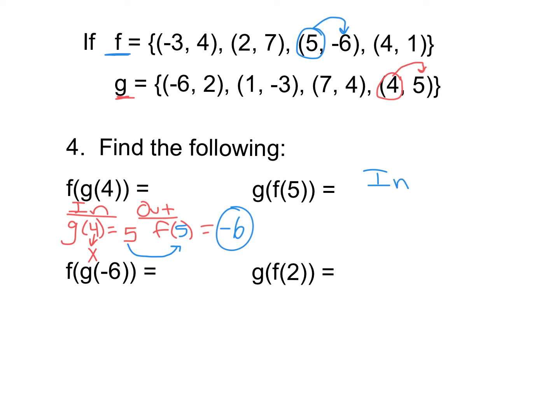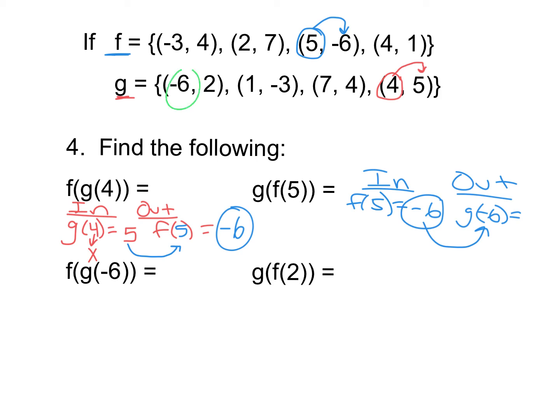So I'm still going to write in and out. Inside, outside. Inside is f of 5. Outside is g of something. So we go to the f. Start on our inside. We're going to go to f and look for the x value 5. Oh, we just did that one. It's negative 6. So that means we get negative 6 here. That answer gets plugged into g. So now we're going to go to g and look for negative 6. The x value negative 6 goes to 2. So our final answer is 2.